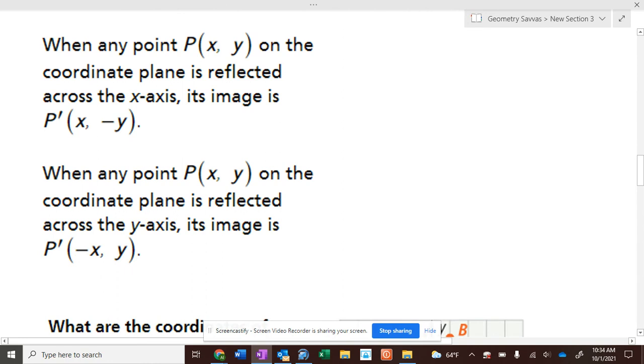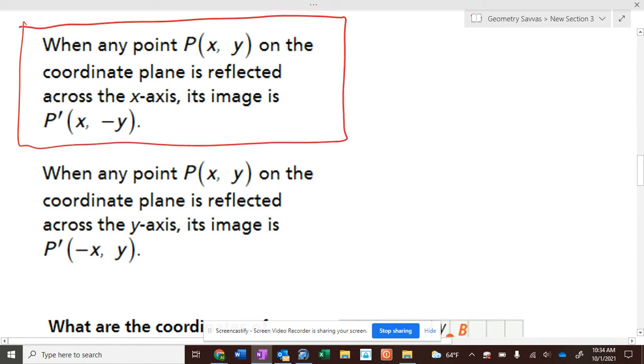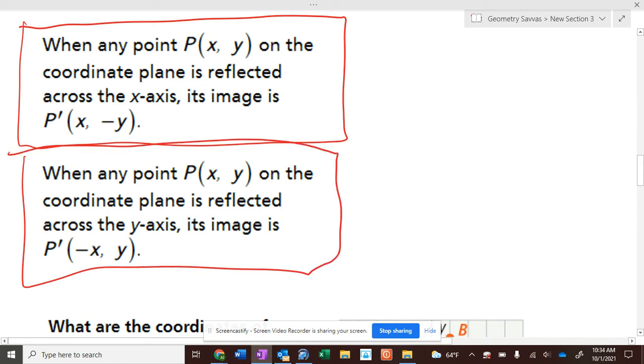When you reflect across the x-axis, the y value has the opposite sign. Okay? When you reflect across the x-axis, the y value has the opposite sign. When you reflect across the y-axis, the x value has the opposite sign. All right? Are we good with that? Okay. All right, so we're going to practice that a little bit here.